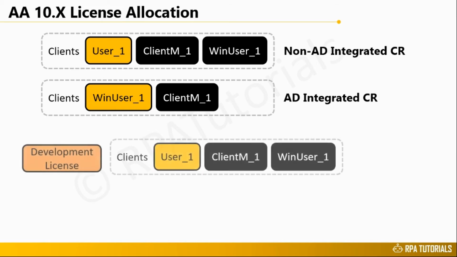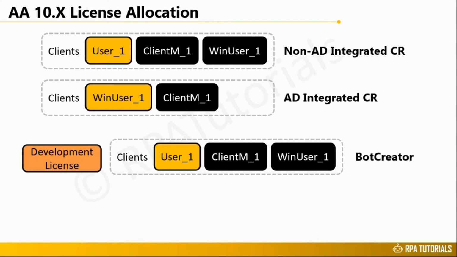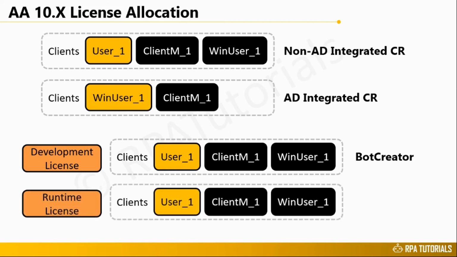The mappings created in the control room after first login in the client application are labeled as bot creators if the license allocated to the user is of development type. They are labeled as bot runners if the license allocated to the user is of runtime type.